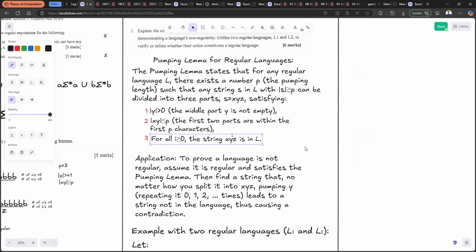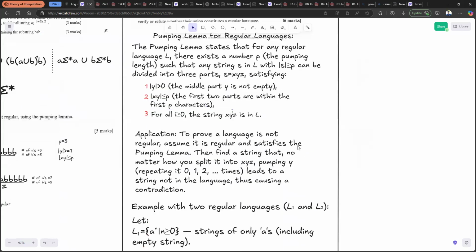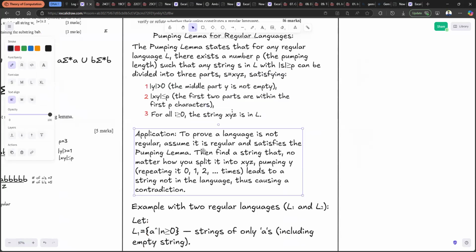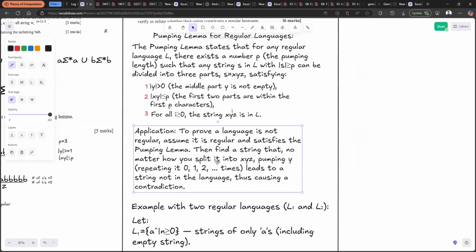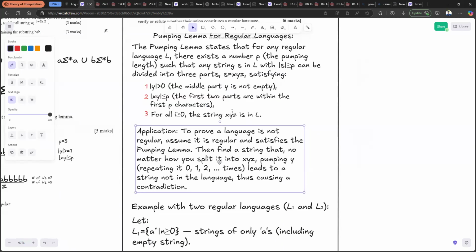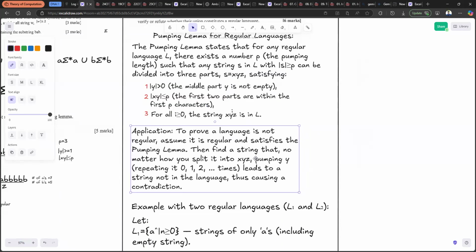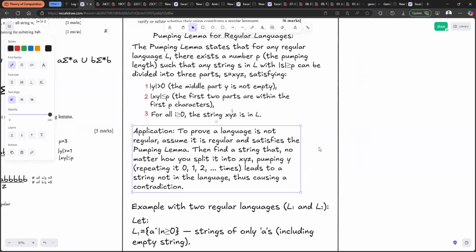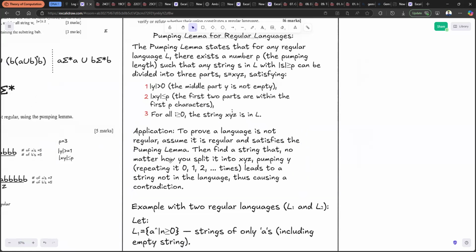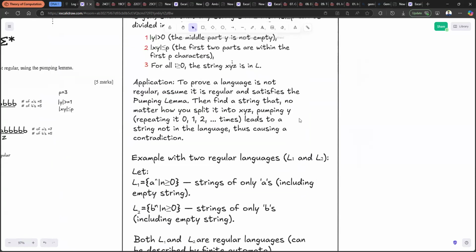It must still be a regular language. Now, the application of this is that to prove that a language is not regular, we assume it is regular and satisfies the pumping lemma. Then we find a string that no matter how we split it, pumping it leads to a string that does not belong to the language, causing a contradiction. So we use proof by contradiction, using the pumping lemma, to prove that a language is not regular. And it's the same for context-free, it's just that the pumping lemma formula becomes different.